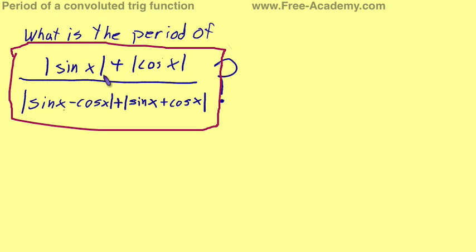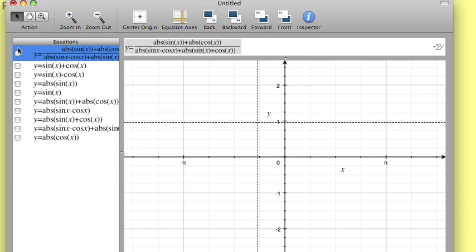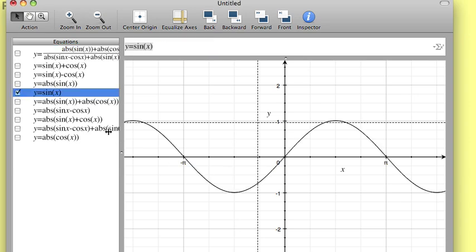But anyways, what I can tell you here about this equation is that your top and your bottom are both going to have the same period, which means this is going to end up having the same period. And let me show you this graphically. We all know that sine of x has a period of 2 pi. One trough to one trough, 2 pi.